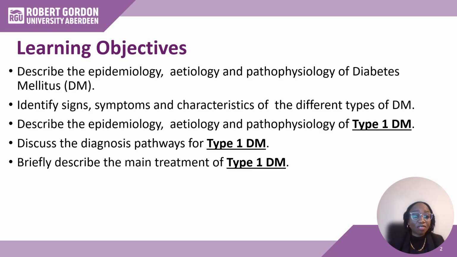So, by the end of this session, you should be able to describe the epidemiology, etiology, and pathophysiology of diabetes mellitus. We'll be able to identify the signs, symptoms, and characteristics of the different types of diabetes. And then I'll move on to describing the epidemiology, etiology, and pathophysiology of type 1 diabetes mellitus. And we'll discuss the diagnosis pathway of type 1 diabetes, and we'll also briefly describe the main treatment of type 1 diabetes.